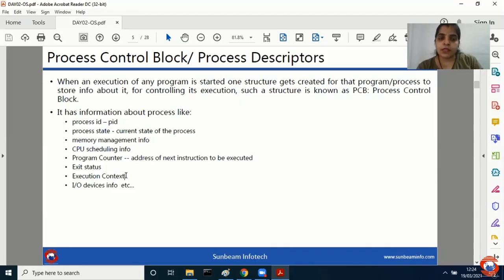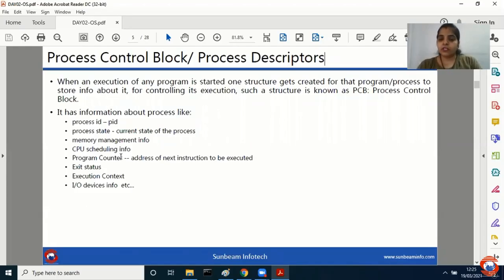Execution context means how your program is getting executed, whether it is using stack allocation, whether it is using heap allocation, so what is the context of the program execution. Next, which kind of IO devices it is using: keyboard, monitor, printer, scanner. Complete A to Z information about your process is maintained in the process control block. So this is also called as process descriptor. Without the process control block, your operating system will never understand what exactly your process is doing.